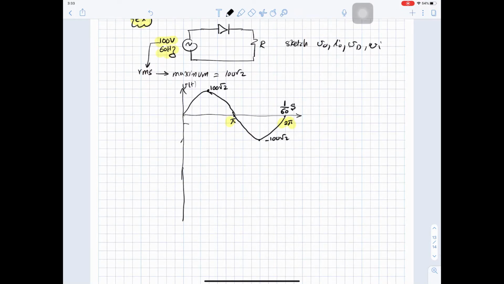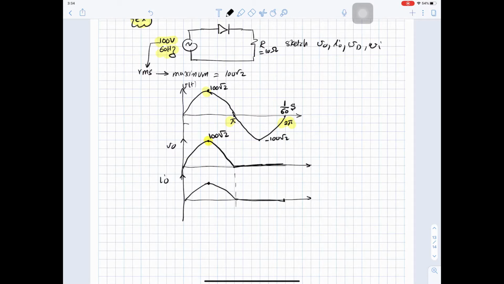And when we are sketching V out, it will be the sine wave, then it is 0, and this value here is the same 100 root 2. So this is what we are looking for, these values. And when we are sketching I out, say this R is 10 ohm, so these sketches are not to scale, so this will be 10 root 2, and this is pi and 2 pi.